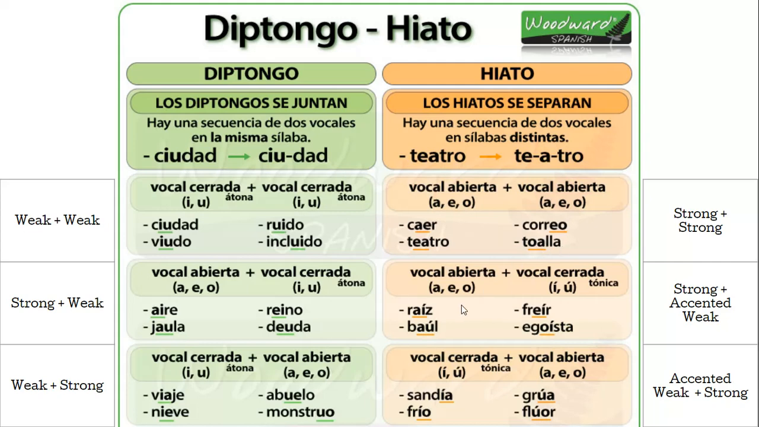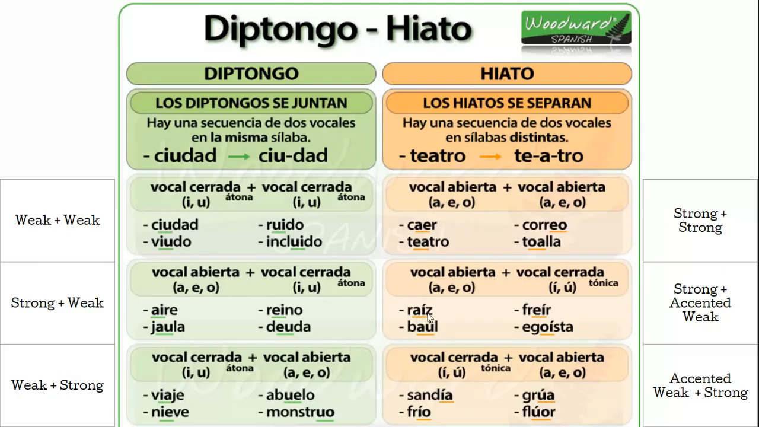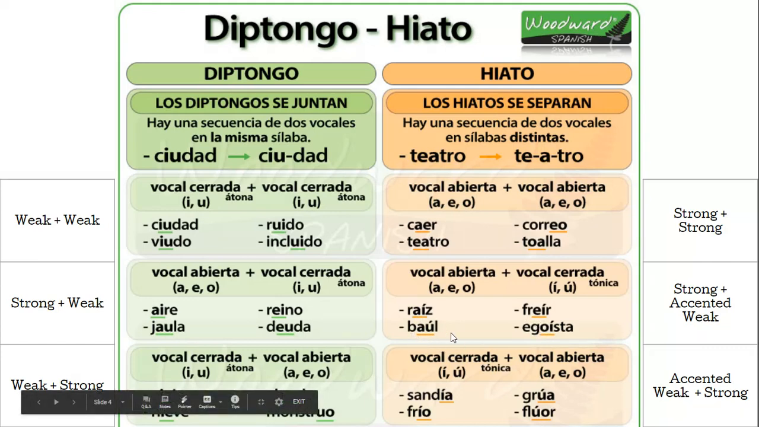You could also have what they were mentioning on this page, where we have weak, tonic, and strong, where we have like an A, which is strong, and an I, which is weak, but this one has an accent. So it'd be raíz, split. Freír, split. Baúl, split. And also the reverse, where it goes weak with an accent, like sandía. Frío, the I and the O are splitting. Whereas if they aren't like that, maybe they could link together. Ciudad, viudo. They blend.